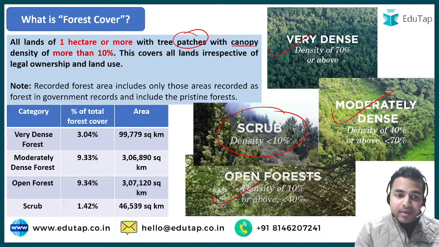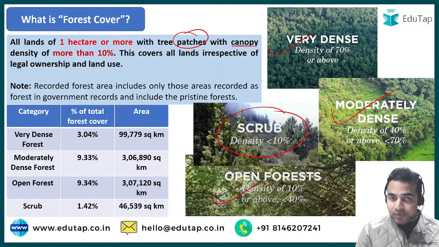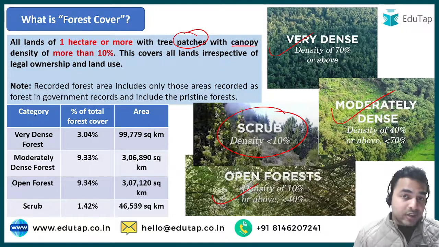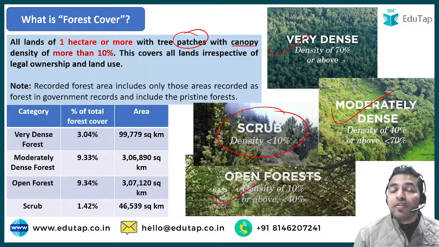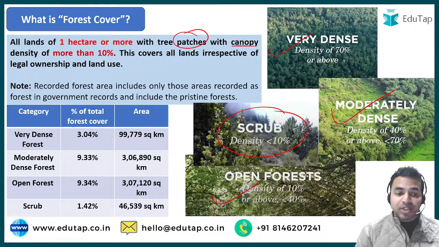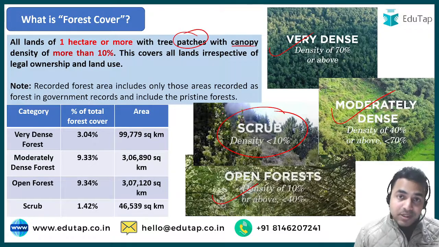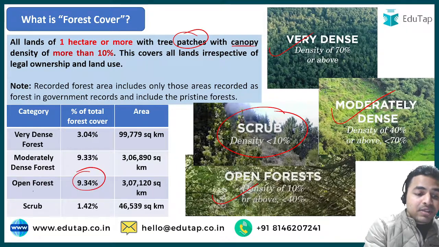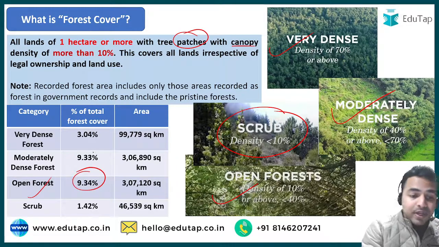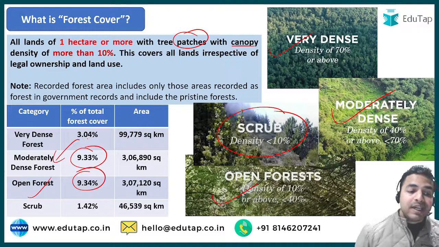And the percentage of the total forest cover covered by these 4 kinds of forests into which all the Indian forests have been categorized is mentioned here. You can go through them. When we talk about the category covering the maximum area, it is 9.34% by the open forest, followed by 9.33% by the moderately dense forest.